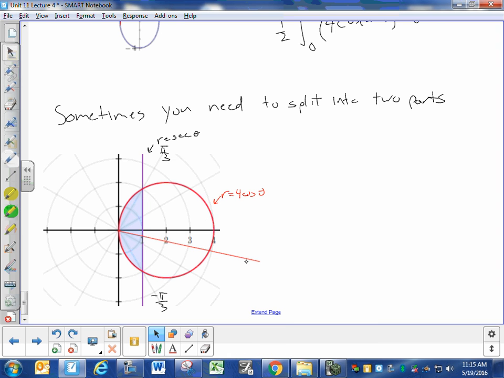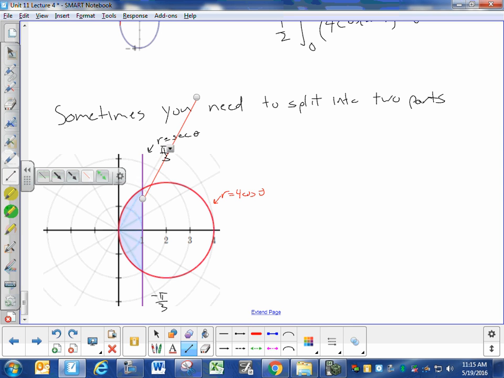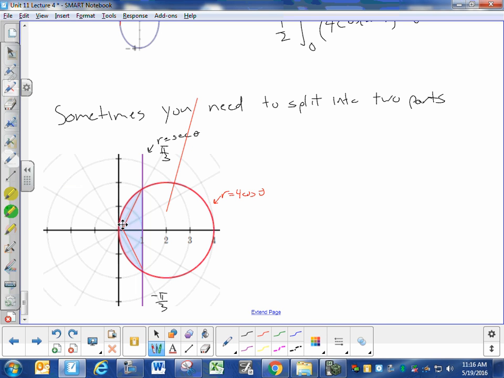Between negative pi over 3 and pi over 3, what is the radius? It's going to be the secant values. Okay? So I am going to split this up into two locations. Right here to right here, when the radius is using secant, I will have this area in red.